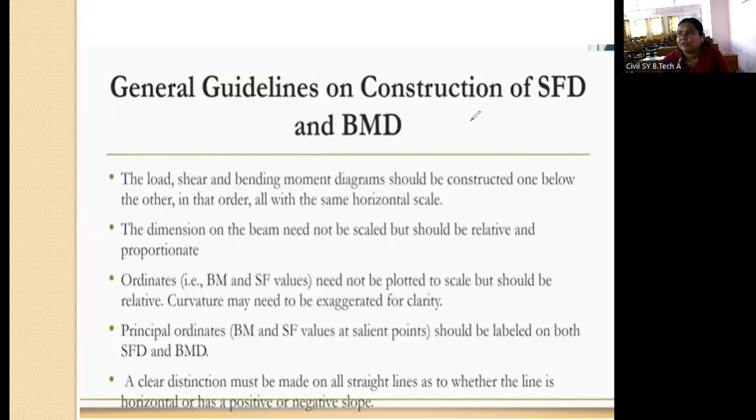Okay, please write down the next, third point. Third point: ordinates (that is, bending moment and shear force values) need not be plotted to scale, but should be relative.